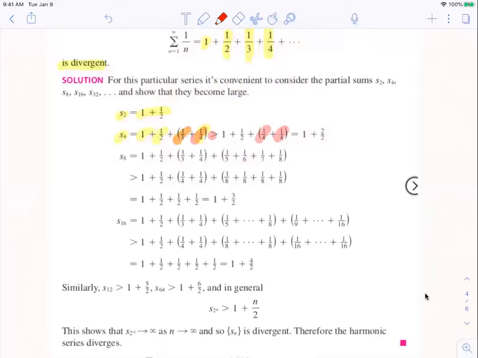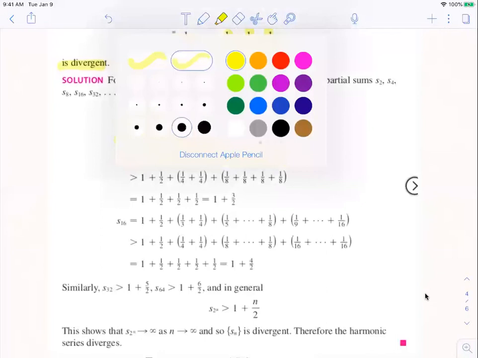And then likewise, we're going to look at S8. S8 is, of course, the sum of the first 8 terms. So that's what he's got written on that first line. Let me just get your eye to look at it. Sum of the first 8 terms, okay? But then he's going to do some grouping.